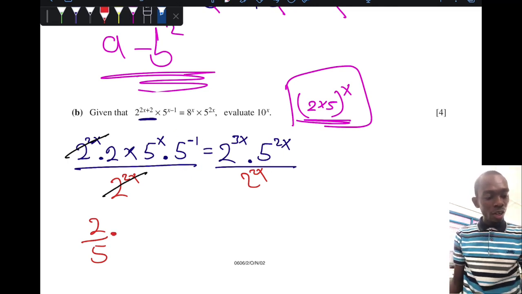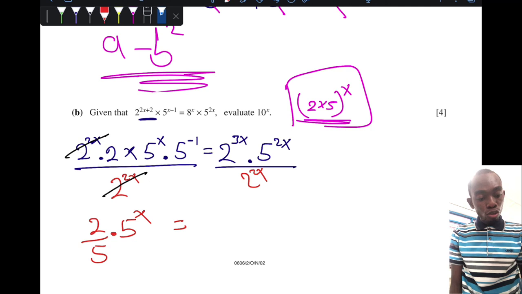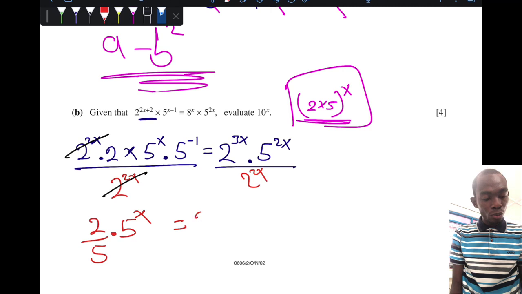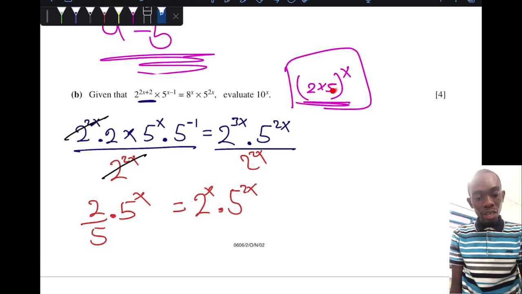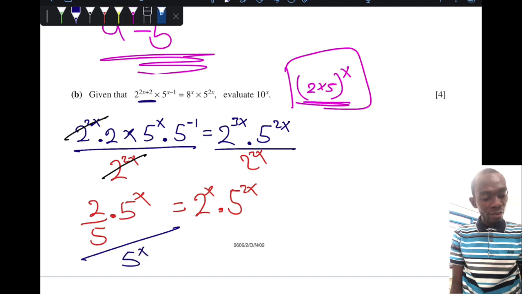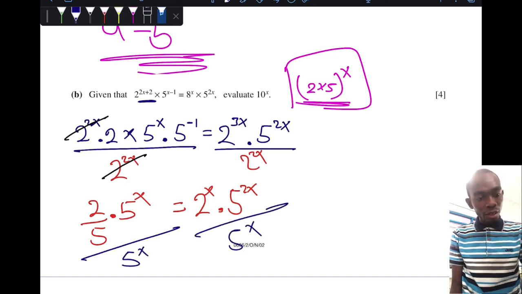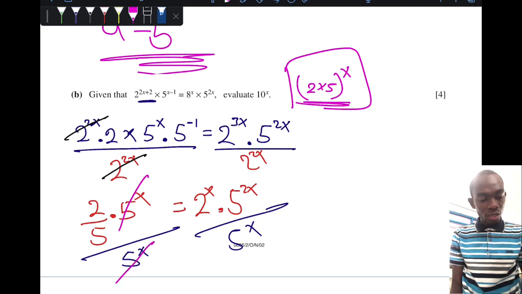Now you multiply that by 5 to the power x. Also on this side it will simplify to 2 to the power x, right? So 2 to the power x times 5 to the power 2x, right? Okay, now if you check what we have here is only x, but we have 5 having 2x. So why don't we divide by 5 to the power x? So I'll do that. I divide this side by 5 to the power x, and divide that side by 5 to the power x, and then this side and that side will cancel out.